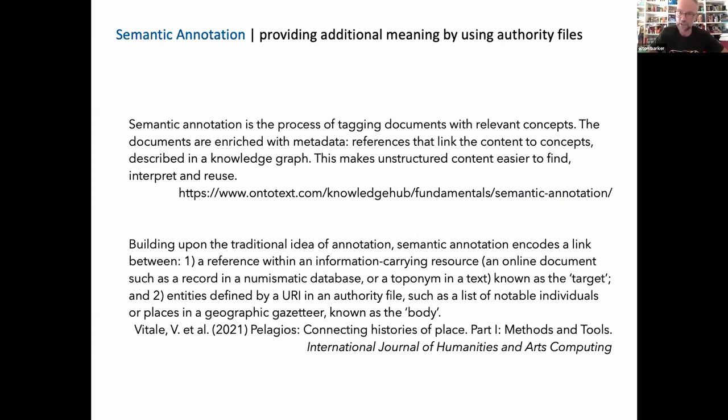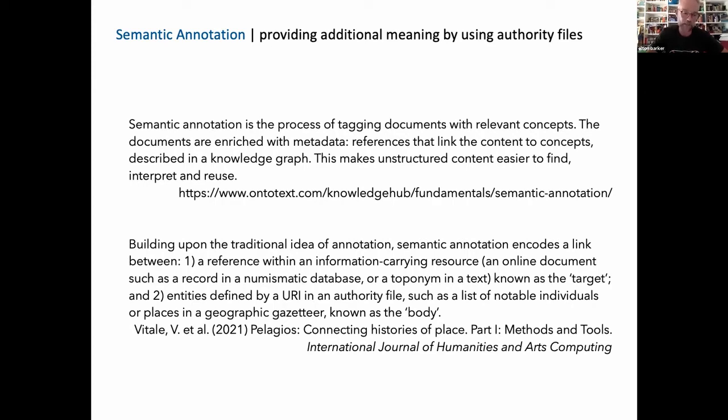Now, semantic annotation, this is text 5 on the handout, is defined as the process of tagging documents with relevant concepts, or more fully, building upon the traditional idea of annotation, semantic annotation encodes a link between, 1, a reference within an information carrying resource, an online document, such as a record in a numismatics database, for example, or a toponym in a text, and this is known as the target, and 2, entities defined by uniform resource identifier, or URI, in an authority file, typically a list of notable individuals in a prosopography or places in a geographic gazetteer. And these are known as the body.